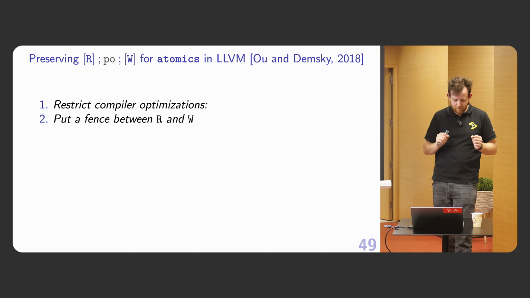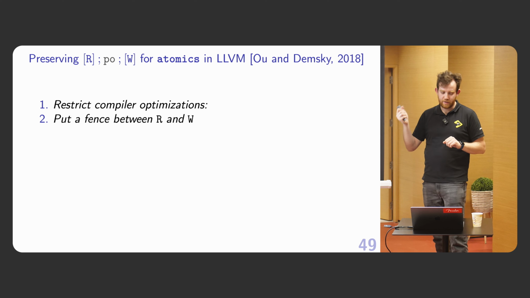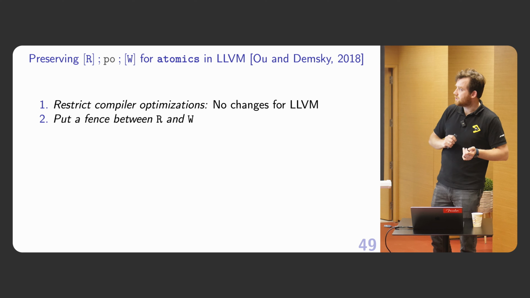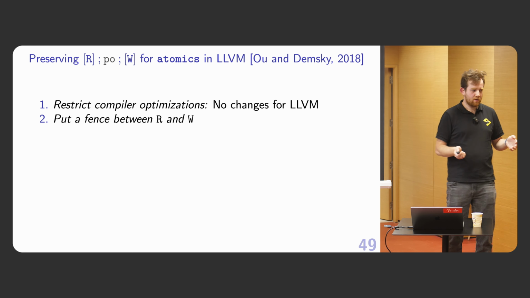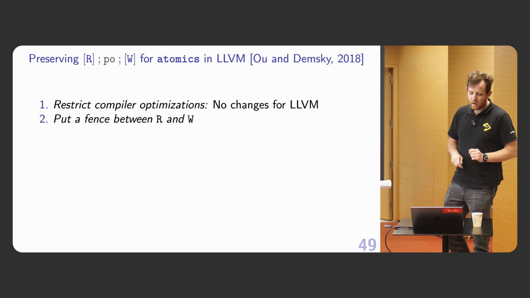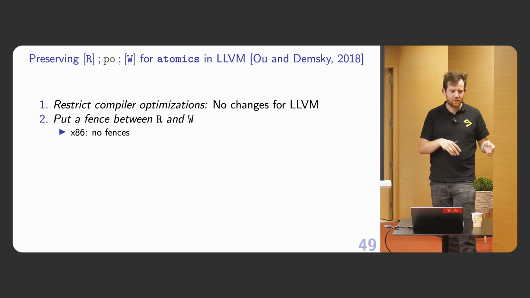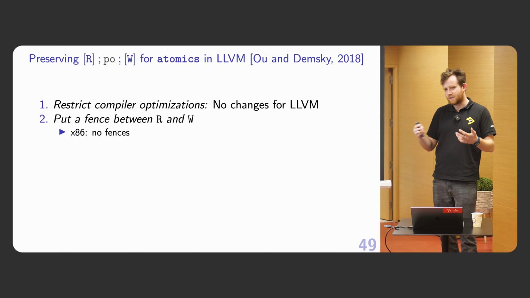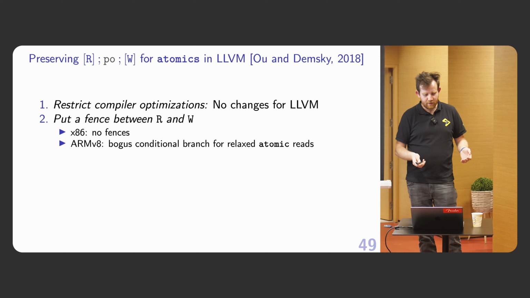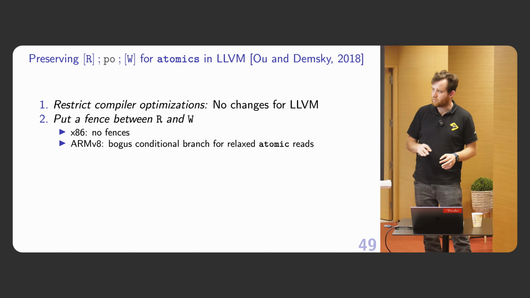Colleagues showed that if you want to enforce this order in LLVM, you would obviously have to restrict compiler optimizations. Interestingly enough, in LLVM you have to do nothing. LLVM already doesn't reorder such atomic accesses. Regarding compilation to hardware, on x86 you don't need to do anything, once again, because x86 does not reorder such accesses. On ARM, you would have to do something, and they proposed 5 or 6 different schemes for how you could do that.